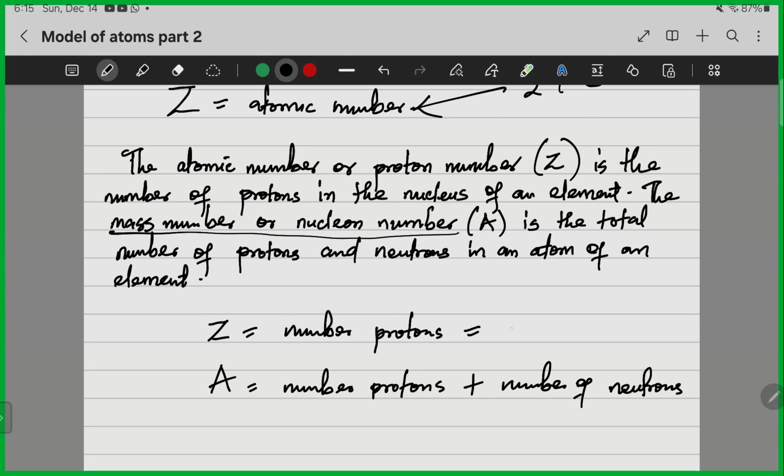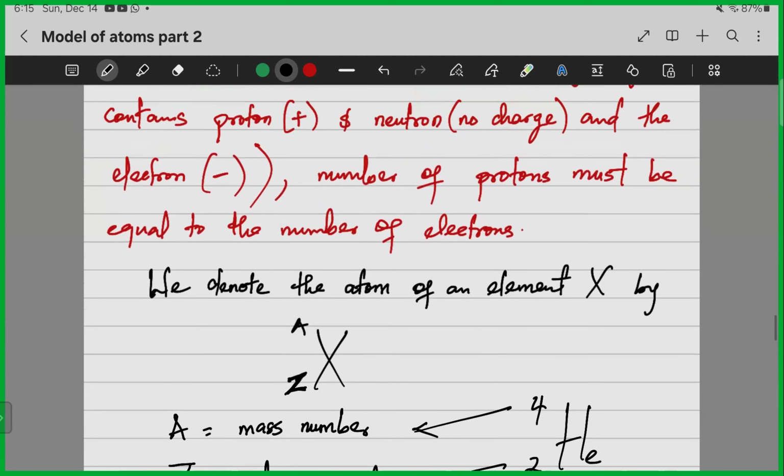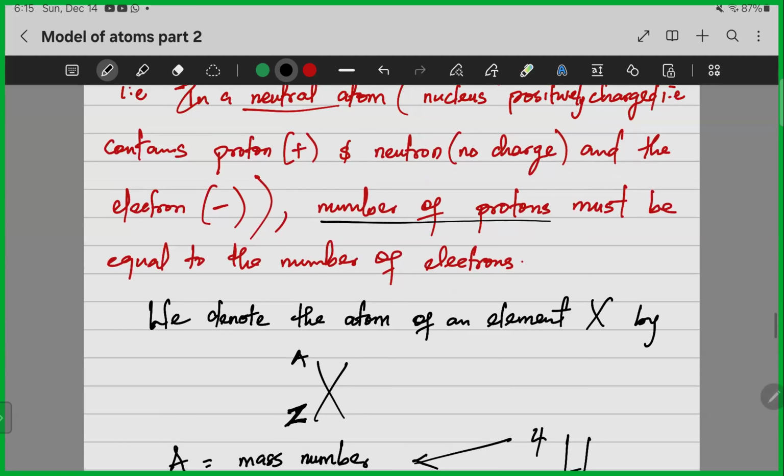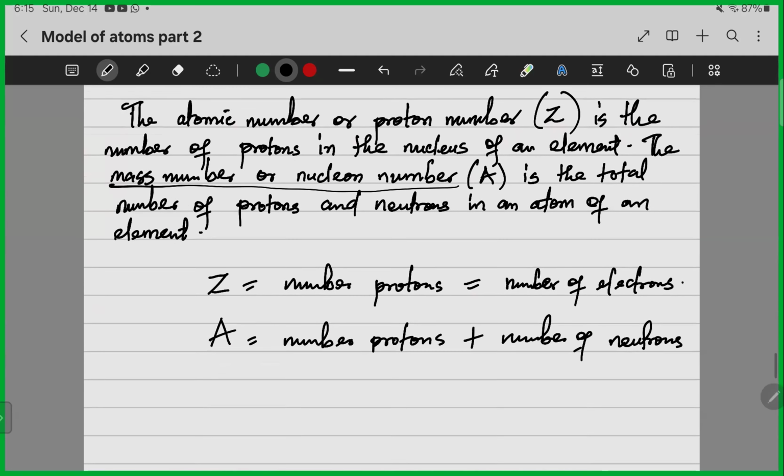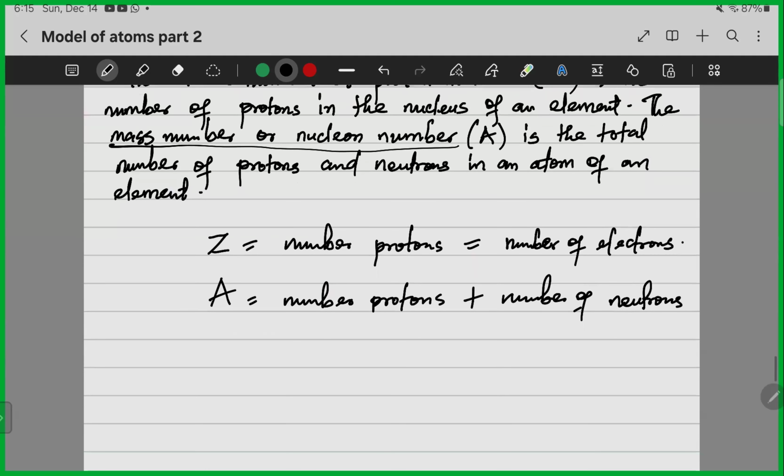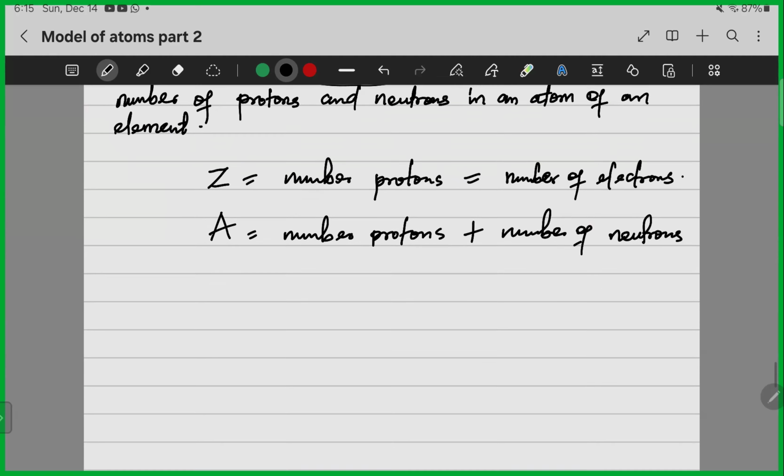And this number of protons is also generally equal to the number of electrons. Yeah, the number of protons, because we have already said that in a normal atom. See it here. So Z, being the number of protons, must be equal to the number of electrons, while A is the number of protons plus the number of neutrons.